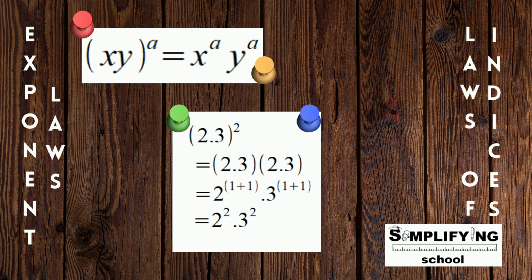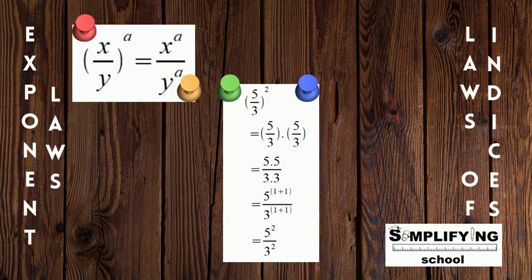Now we've got bases that are the same and it's multiplication, so we can add. So we've got a 2 from the first bracket and a 2 from the second bracket. So we've got 2 to the power of 1 plus 1 and we've got a 3 from the first bracket and a 3 from the second bracket. So we've got 3 to the power of 1 plus 1. Now if I simplify those powers, I get 2 to the power of 2 times 3 to the power of 2. And that's how we can go from the left hand side of the equation to the right hand side of the equation from this law.